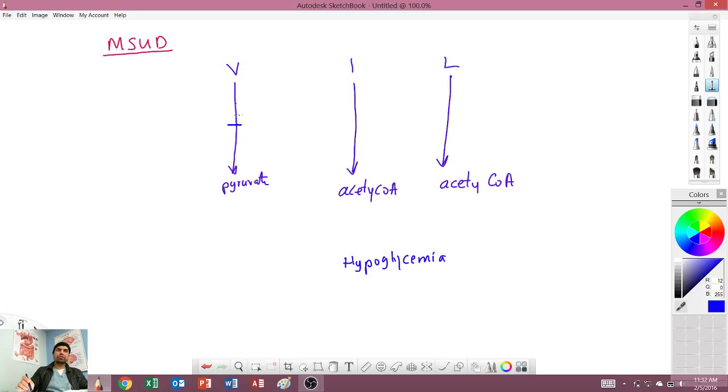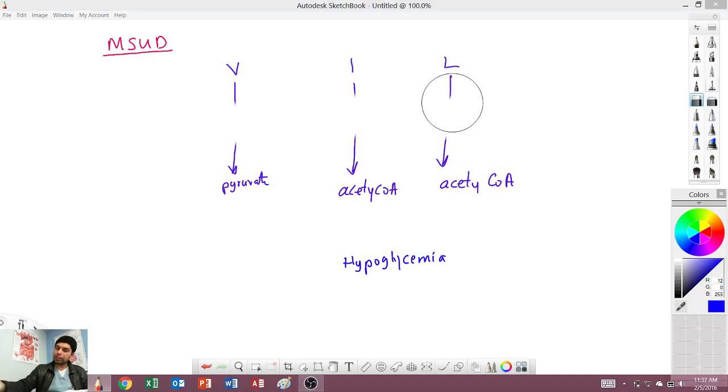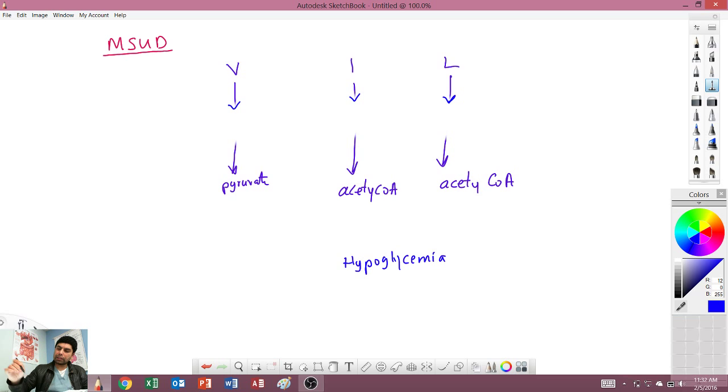Valine has to be made to keto acid first. Keto acid. So let me see if I can break this area. Valine is converted to keto acid, isoleucine to keto acid, and leucine to keto acid. And then they're converted to what? To pyruvate or acetyl-CoA. Alpha keto acid. Okay? They're converted to that.